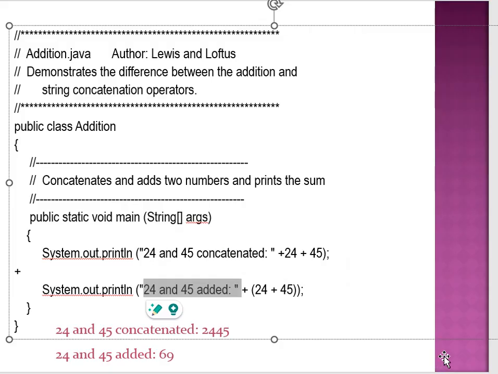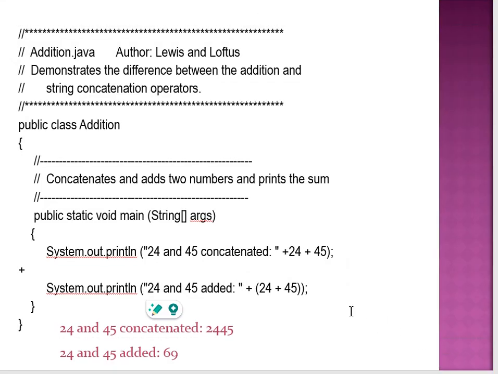So concatenation still maintains that we are adding two strings. Letters plus numbers is still treated as a string. Alphanumeric is treated as a string. That's what is bringing about this difference we are seeing here. Okay, so let's get moving.